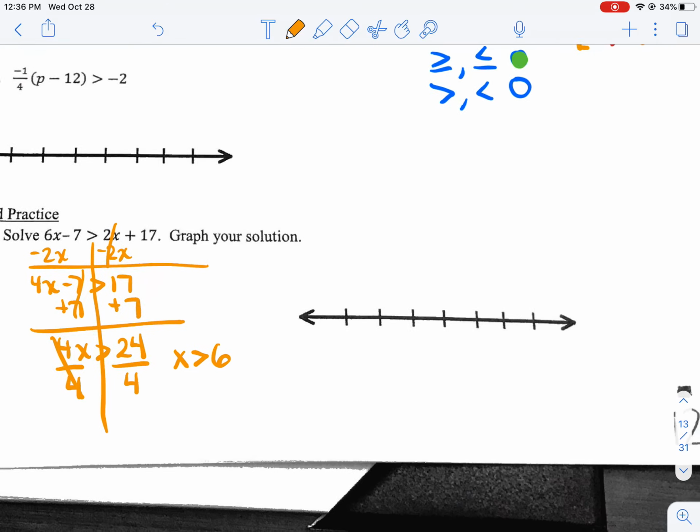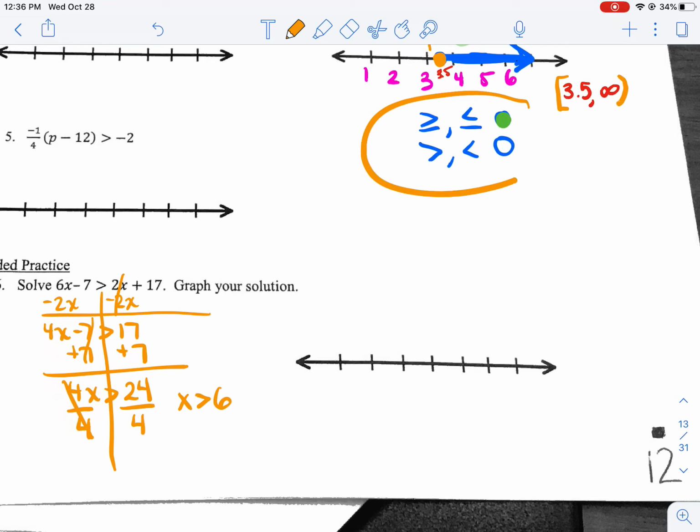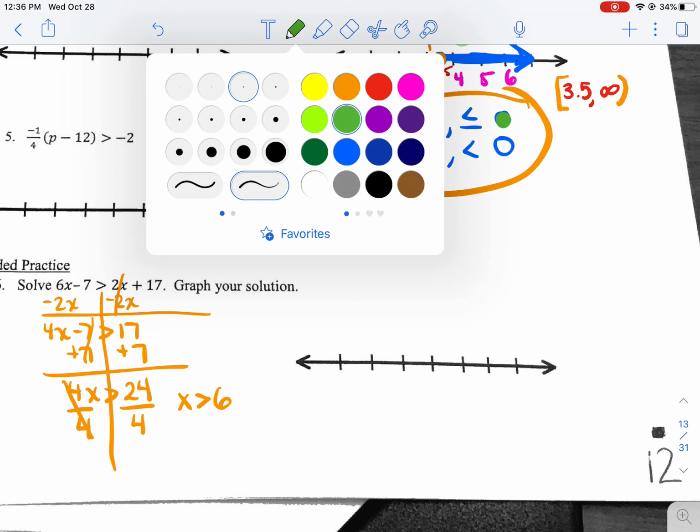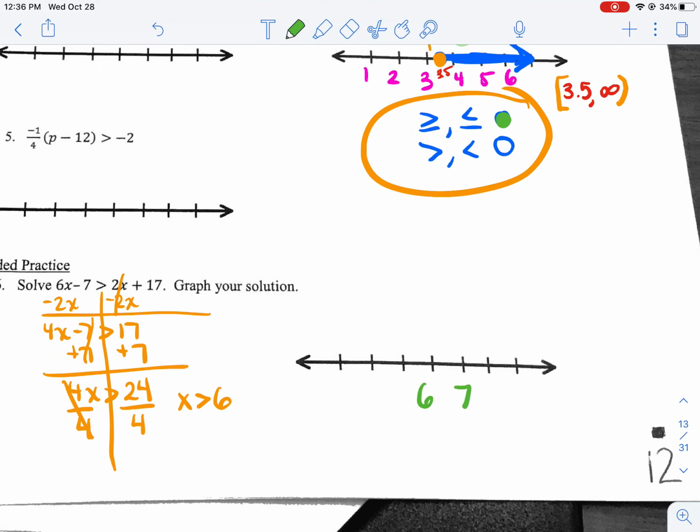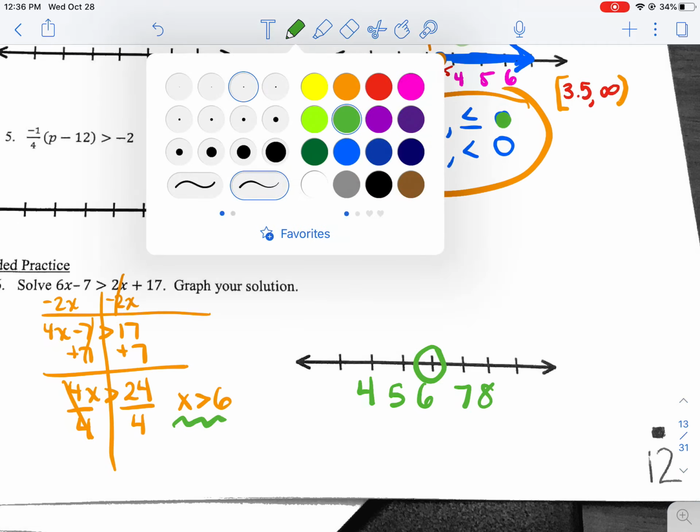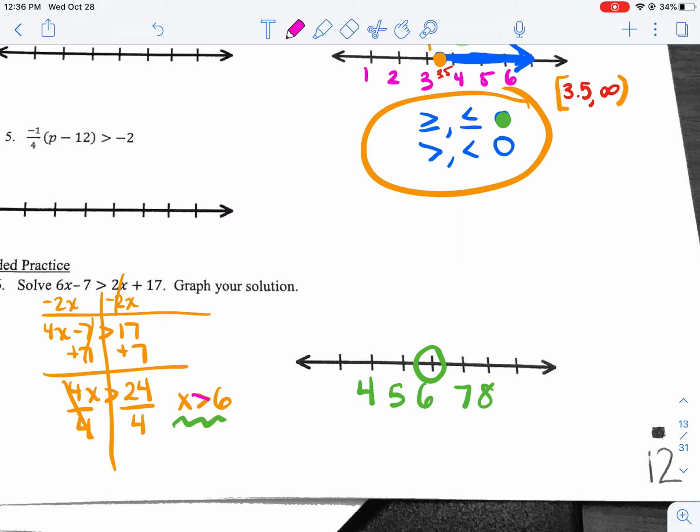So the tricky part here can be graphing, right? But remember, we got our rules up here to look at and sort of help us. So I'm going to put 6 in the middle, go 2 up, and 2 below. So at 6, since it is a greater than, I'm going to put an open hole on 6. And then our arrow, the greater than symbol, is telling us to go to the right. So I'm going to fill in to the right.